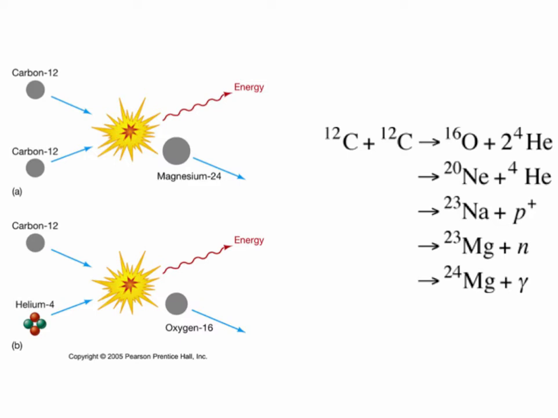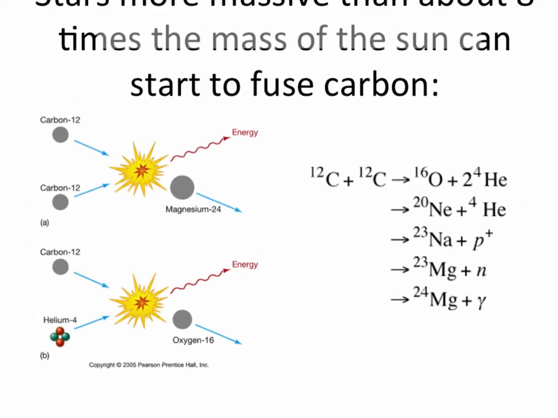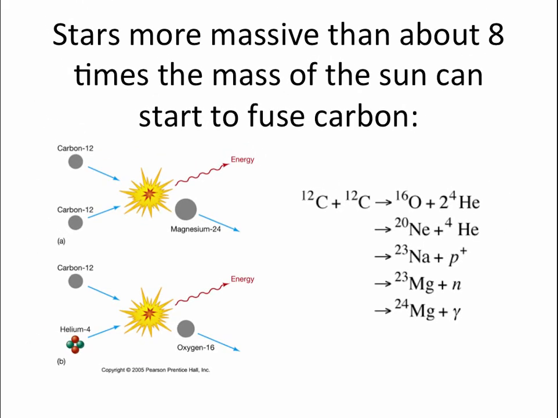So carbon fuses into oxygen, neon, and magnesium in the core of these massive stars, and then we now have a lump of oxygen, neon, and magnesium ash surrounded by a layer that's doing carbon fusion, surrounded by a shell that's doing helium fusion, surrounded by a shell that's doing hydrogen fusion, and then the outer layers of the star that aren't doing anything.